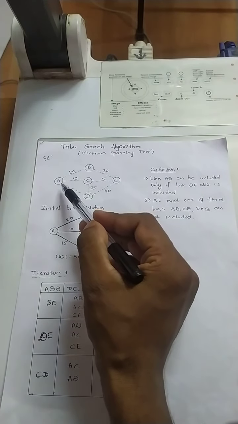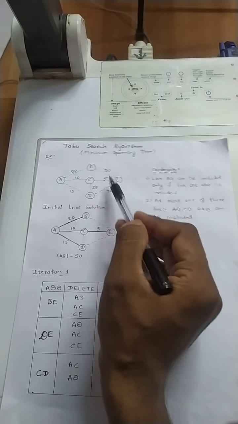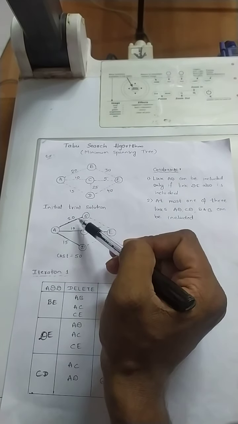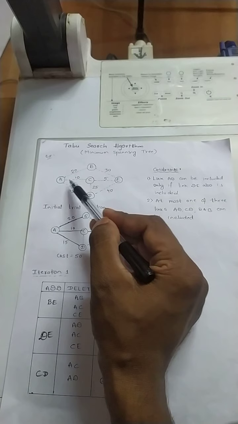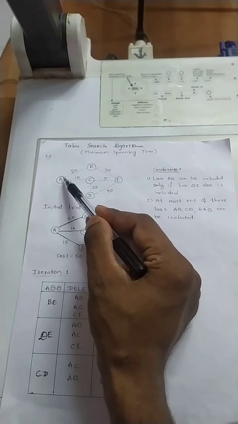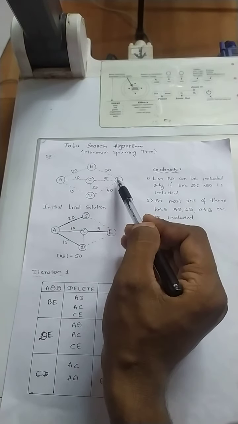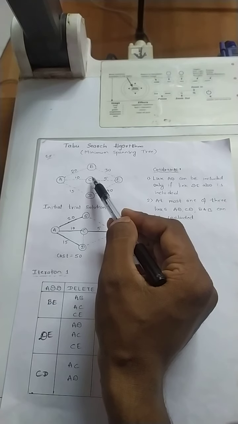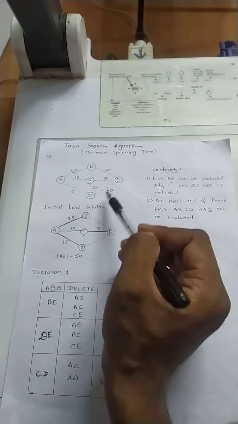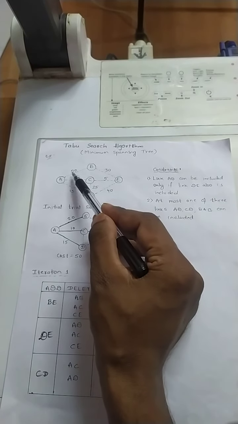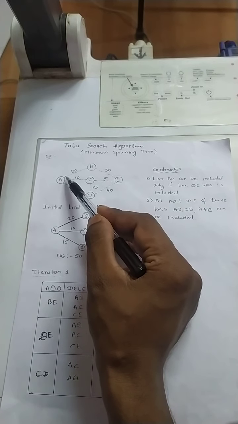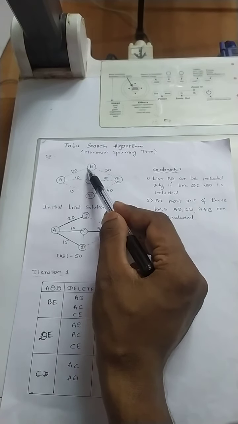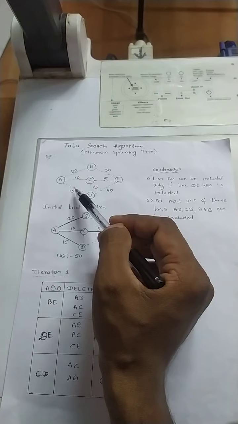Here a tree is given with nodes A, B, C, E, D, and there are edges. There is an edge from A to B, from B to E, but there is no edge from B to C. There is an edge from C to D, and so on. The weight of each edge is also given. Say for A to B, the weight is 20.